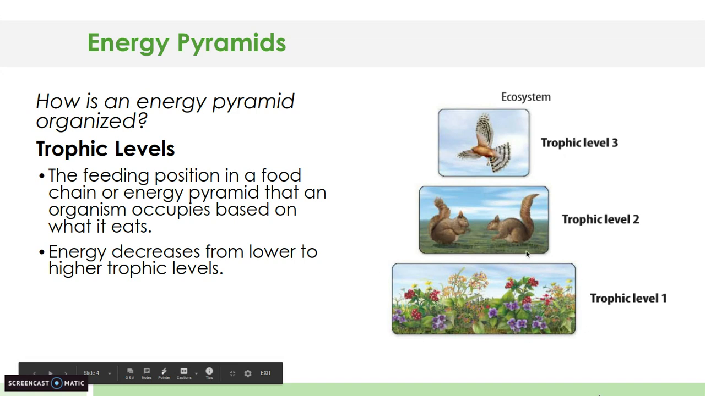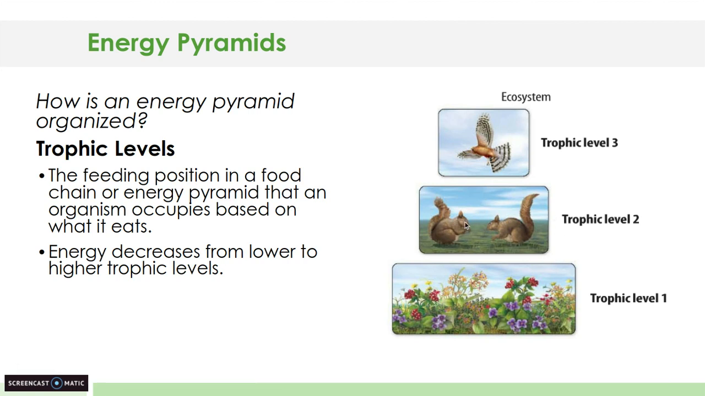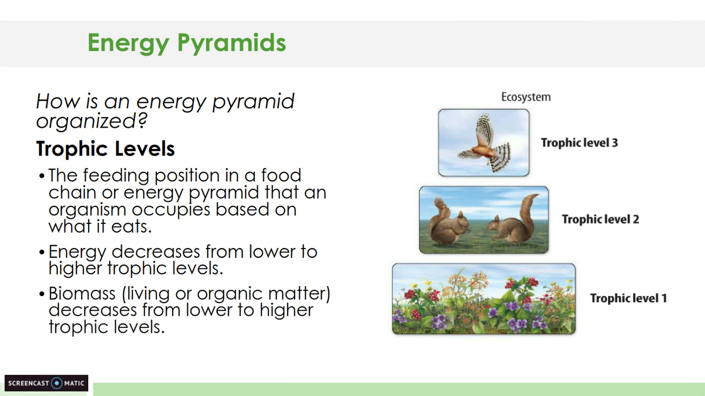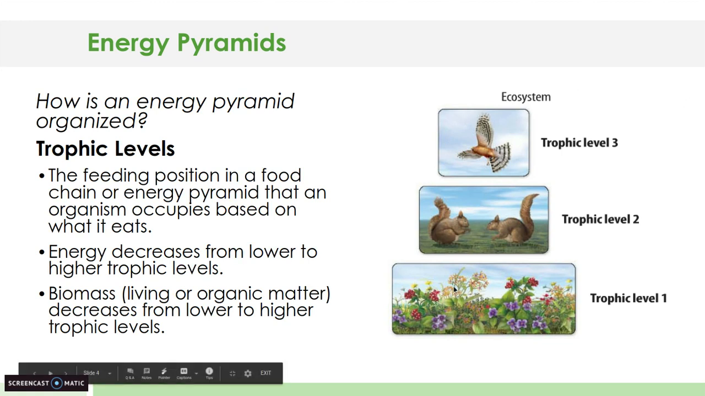So there's more energy available here. This is where plants are, and we'll talk a little bit about plants and how they're producers. And then at the next level, there's a little bit less energy available, and then less energy available at the top. And then biomass is the term for living or organic matter, and this decreases from lower to higher trophic levels. So the population of hawks is going to be much lower than the population of maybe a certain type of plant or squirrels.